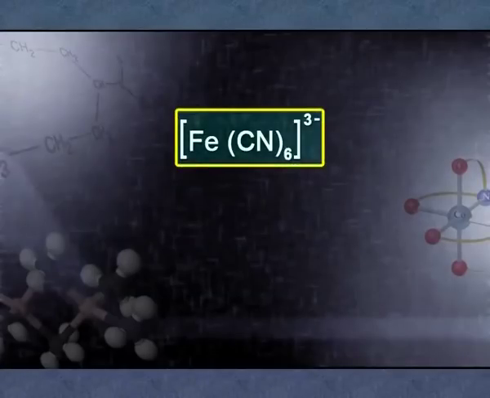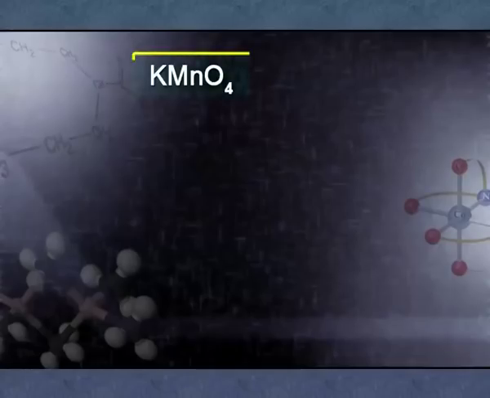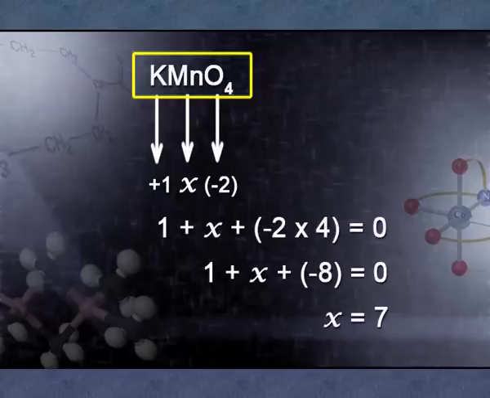Similarly, take [Fe(CN)6]3-. Here, for iron you put X, because the cyanide ion has 1 negative charge, so this becomes minus 6. X minus 6 is equal to minus 3, because a minus 3 charge is on the complex. So X will be minus 3 plus 6, that is, X will be 3. You can calculate the oxidation number of the central metal ion in complexes as in simple salts. For example, KMnO4: potassium is plus 1, you put X for manganese, so plus 1 plus X minus 8, because oxygen has 2 negative charge. So the oxidation number of manganese will be plus 7.